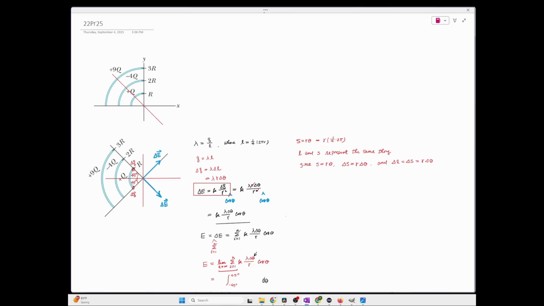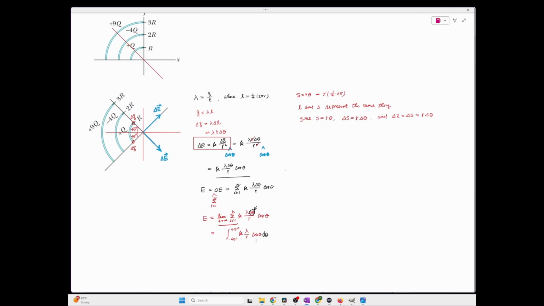This is an important step because what is left will be the integrand function itself. And since k, lambda, and r are all constants, we can move them out of the integral. And we have arrived at an expression that looks like a Calc 1 integral. The integration is easy and straightforward.